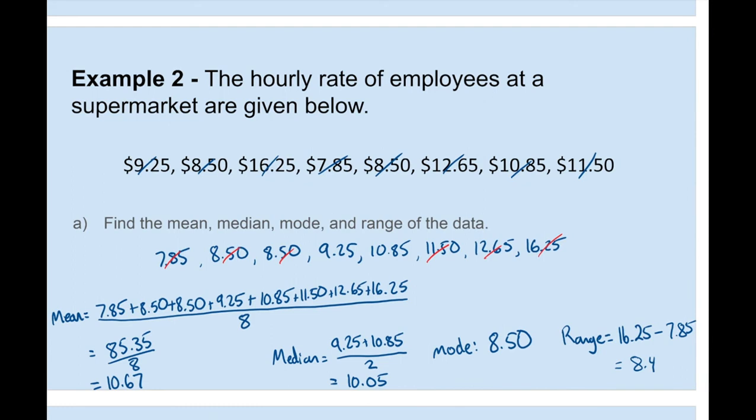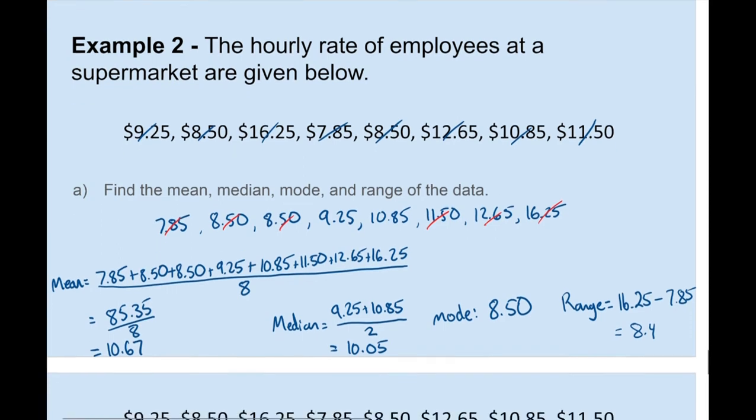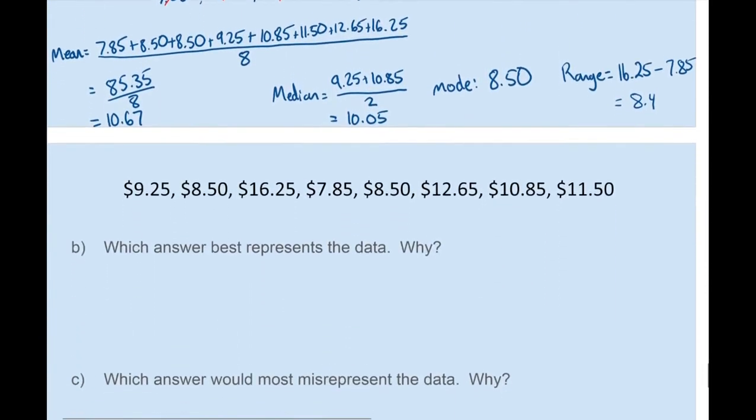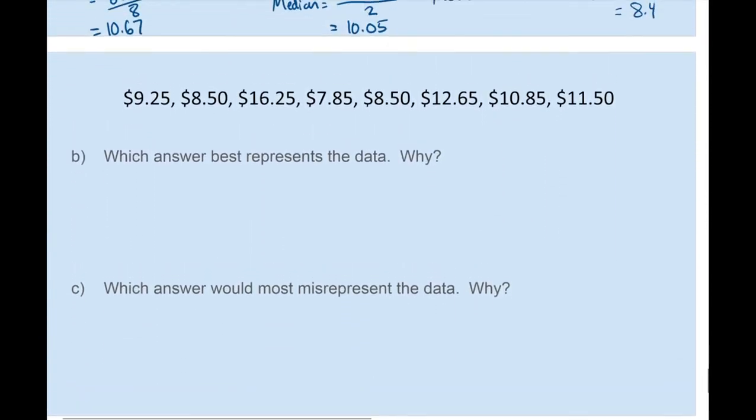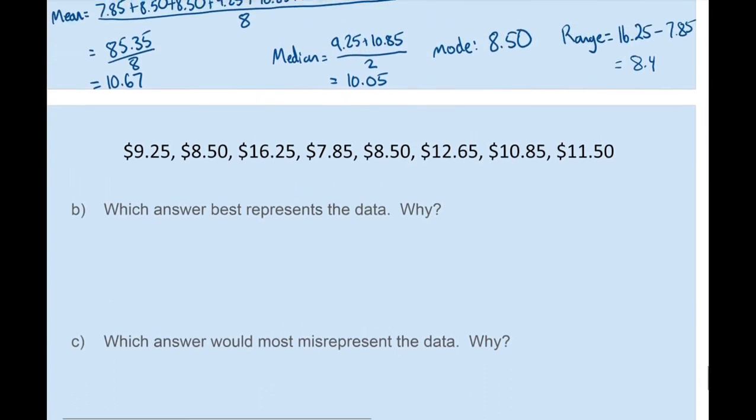So looking at this, we have different values for a mean, median, and mode. Again, we might have to think about which one better represents the data. So if we go through and look, which one do we think best represents the data and why?